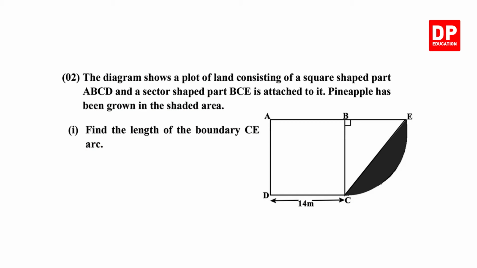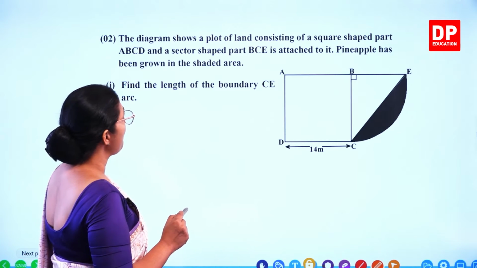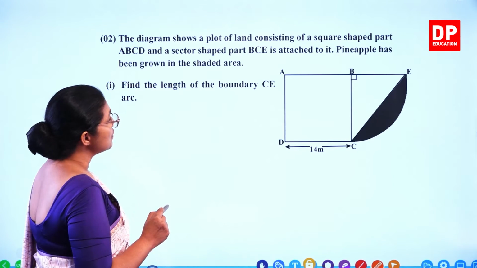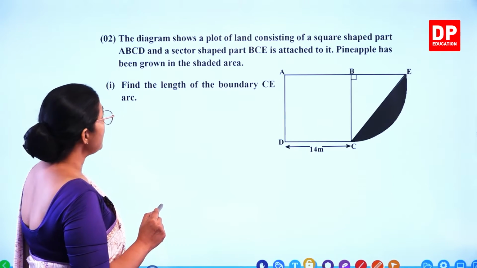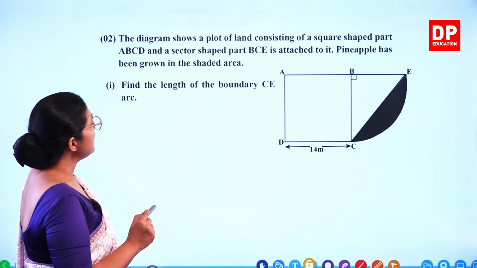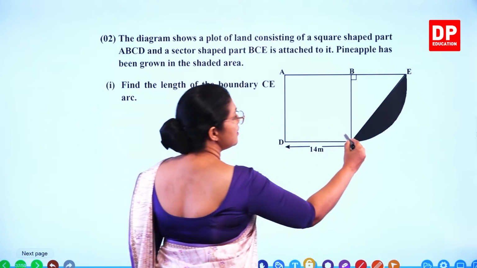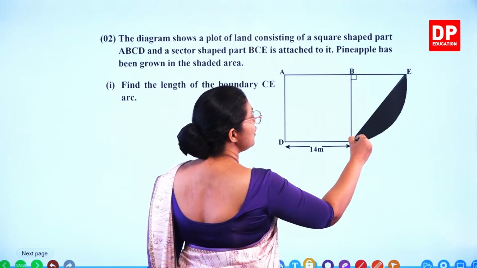The diagram shows a plot of land consisting of a square-shaped part ABCD and a sector-shaped part BCE attached to it. Pineapples have been grown in the shaded area. Find the length of the boundary CE arc. This is the arc you need to find.